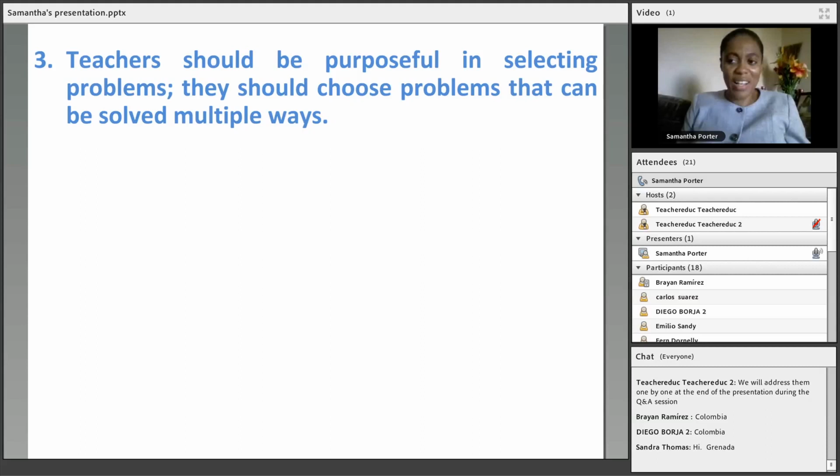We want to make sure that every child in our classroom has the opportunity to enter a problem, the opportunity to learn. So when we choose problems that can be solved in multiple ways, students who are considered to be very weak in mathematics are able to enter this problem, able to start this problem, and this is encouraging to them. And students who are very strong are also able to enter the problem and feel challenged. It is not too easy for them.